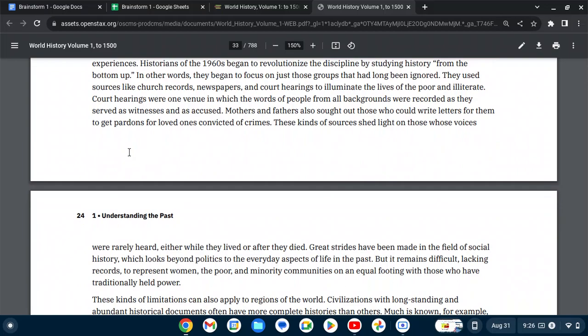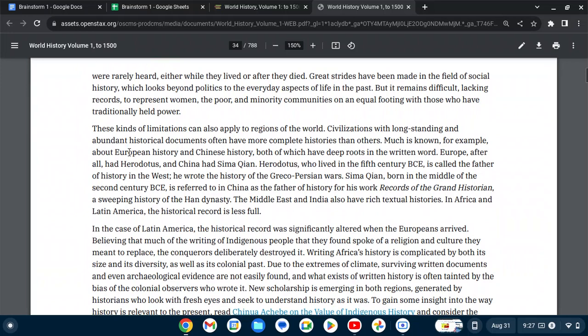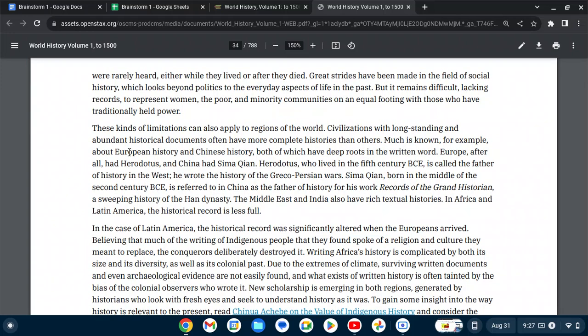These kinds of sources shed light on those whose voices were rarely heard, either while they lived or after they died. Great strides have been made in the field of social history, which looks beyond politics and to the everyday aspects of life in the past. But it remains difficult, lacking records, to represent women, the poor, and minority communities on an equal footing with those who have traditionally held power.